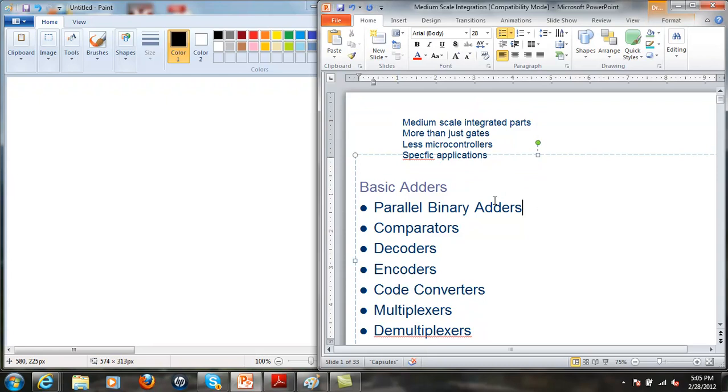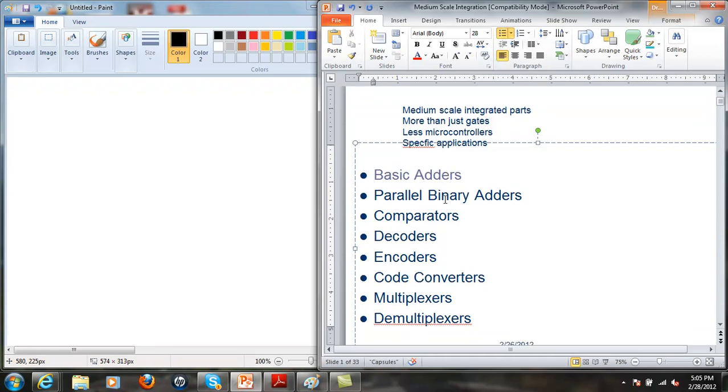Some of those medium scale devices that we're going to go over are listed here: basic adders, parallel adders, comparators, decoders, and so on. I'll try to illustrate the function of each of these, and hopefully that'll help you next week when you do lab. You'll be showing how these things work, but you'll actually be using the Quartus board to do these.